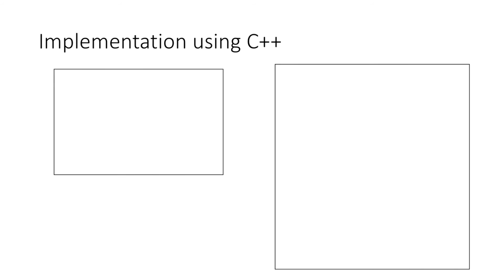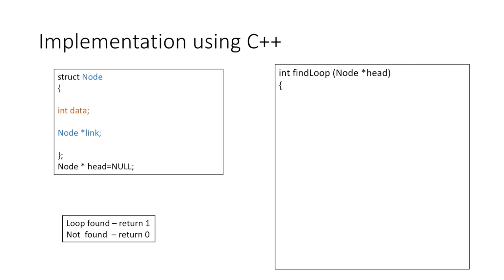Now let's implement our find loop function using C++. This is the basic structure of our node and we start our find loop function, which takes the head pointer as argument and returns an integer value, that is 1 if the loop is found and 0 if we don't find any loop. Next we declare our two pointers slow and fast and we equate them to head to point them to the first node in our linked list.